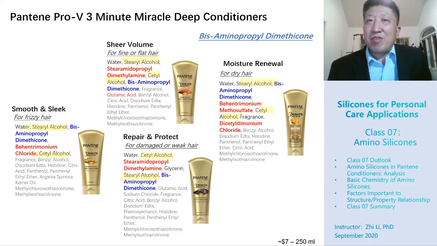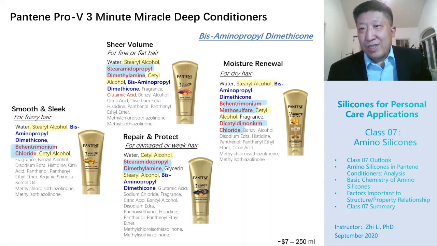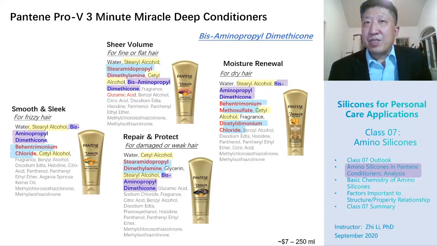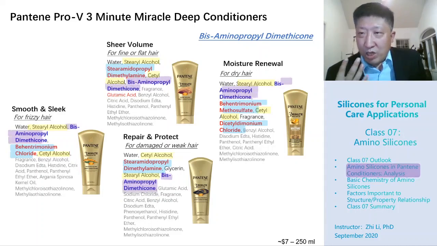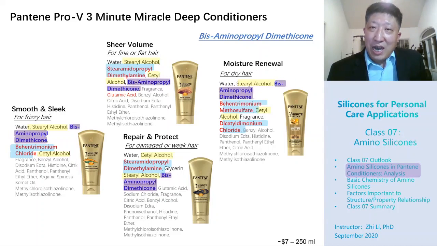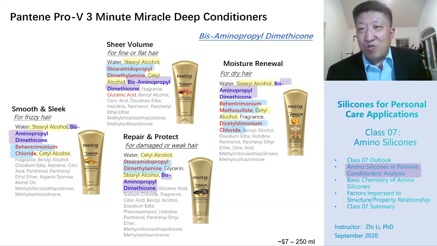You have stearyl alcohol, cetyl alcohol, a long chain cationic surfactant, and then they have this magic bis-amino propyl dimethicone we saw in the last slides. So there must be some reason. We must learn something about aminosilicones. If we want to understand aminosilicones, I would start here. If you want to formulate aminosilicone, I would start here. I would do more digging into bis-amino propyl dimethicone.